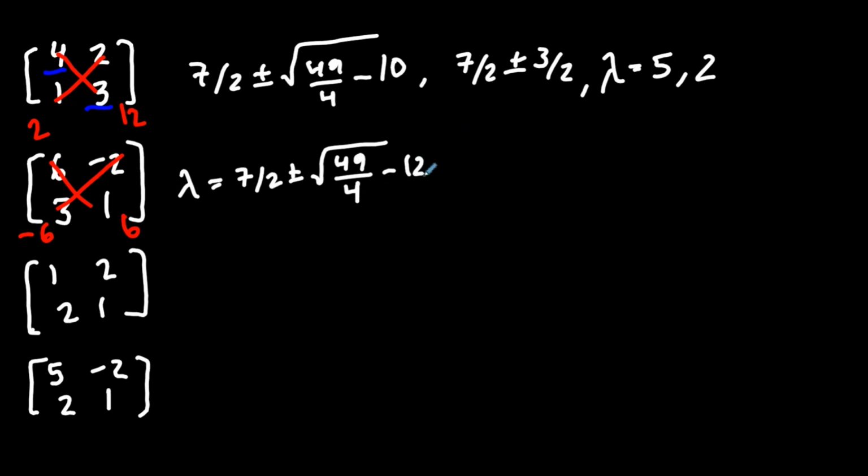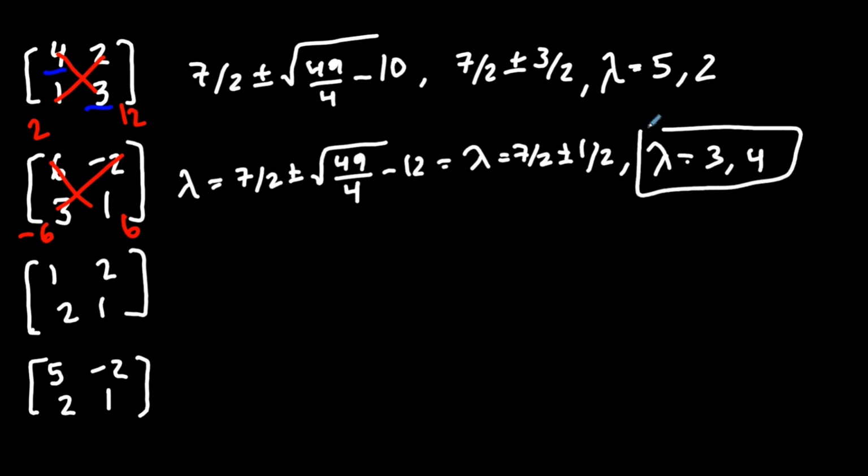When we simplify things down, we get that our eigenvalues are equal to 7/2 plus or minus 1/2. So if we look at it, that means that 3 and 4 are our eigenvalues for that problem. Let's go over a few more examples.